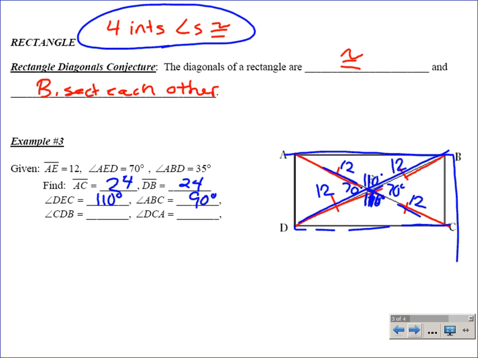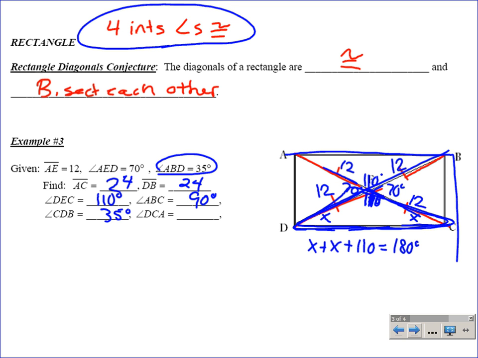I guess it's going to be 35 because we say these two are x, because they're going to be the same amount. So we say x plus 110 has to equal 180 degrees. They give it to you too. So that's 35. What's this last one then? That's also 35.